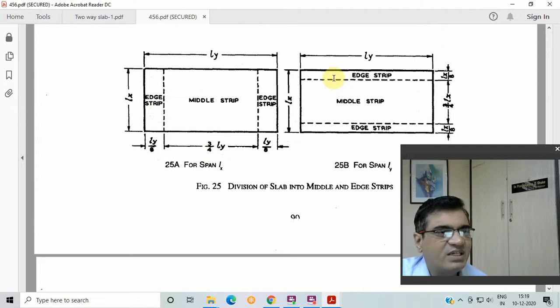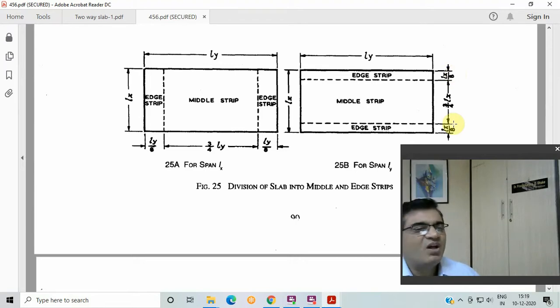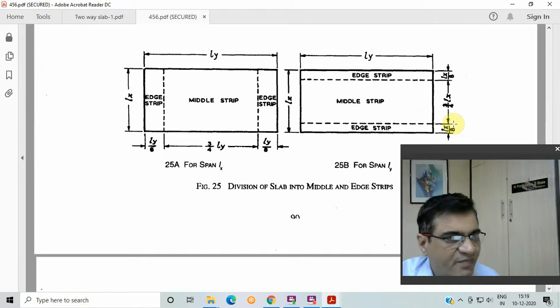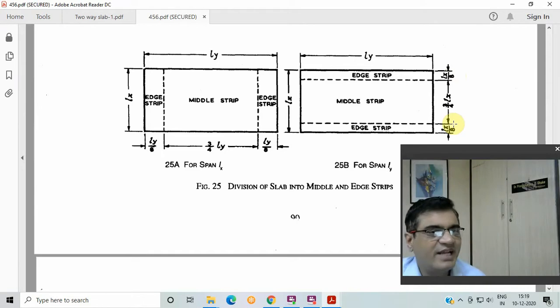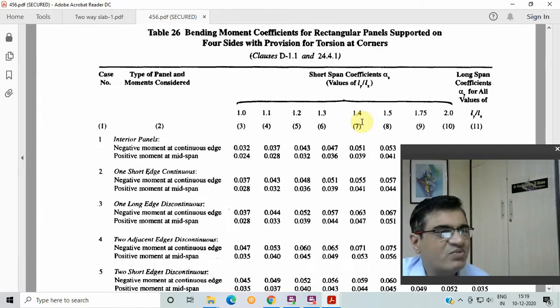Similarly, when you consider span Lx, the edge strip parallel to that has width Lx by 8 on both sides. So for a two-way slab, along both directions, we have to consider the middle strip as well as the edge strip, and the edge strip has width Lx by 8 or Ly by 8 according to the direction. Now these coefficients, which are given in table number 26, are for the middle strip.